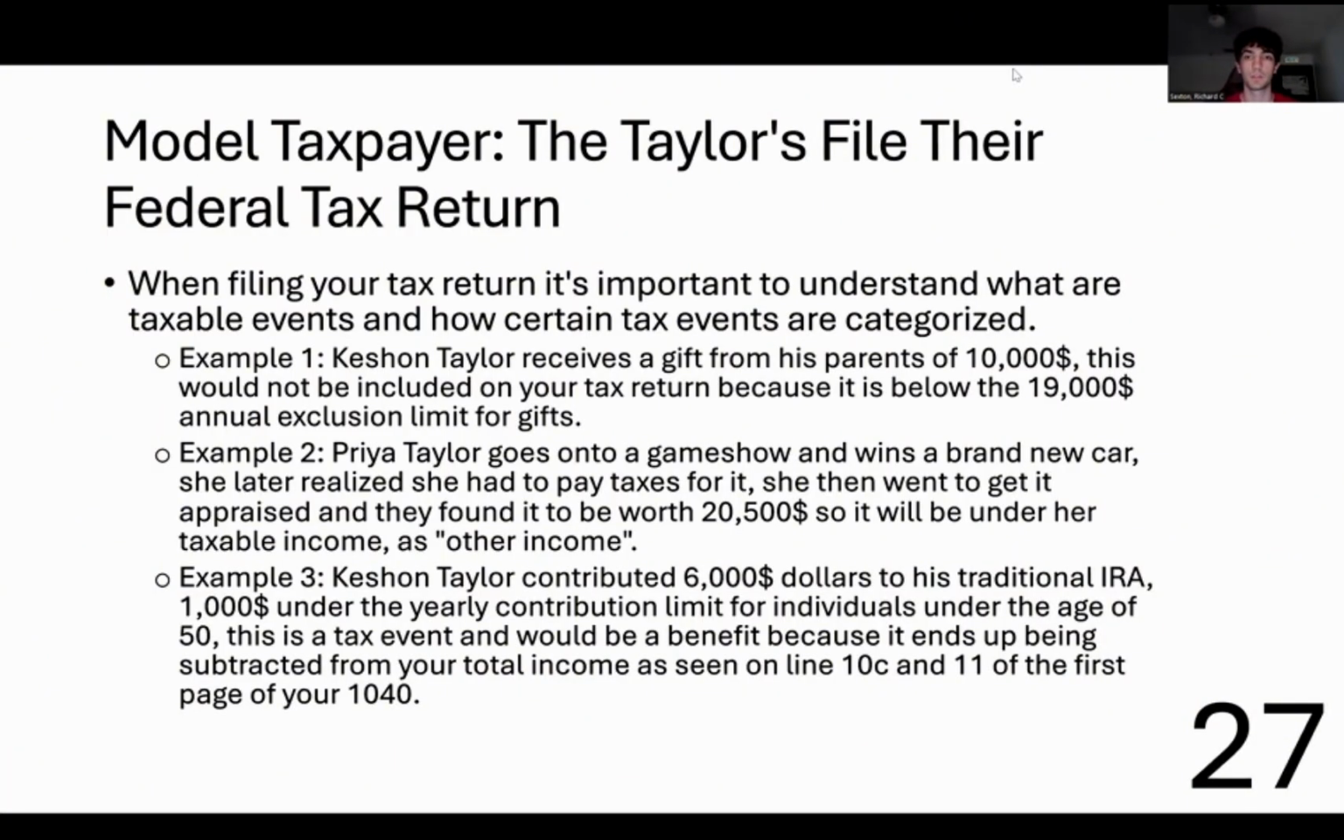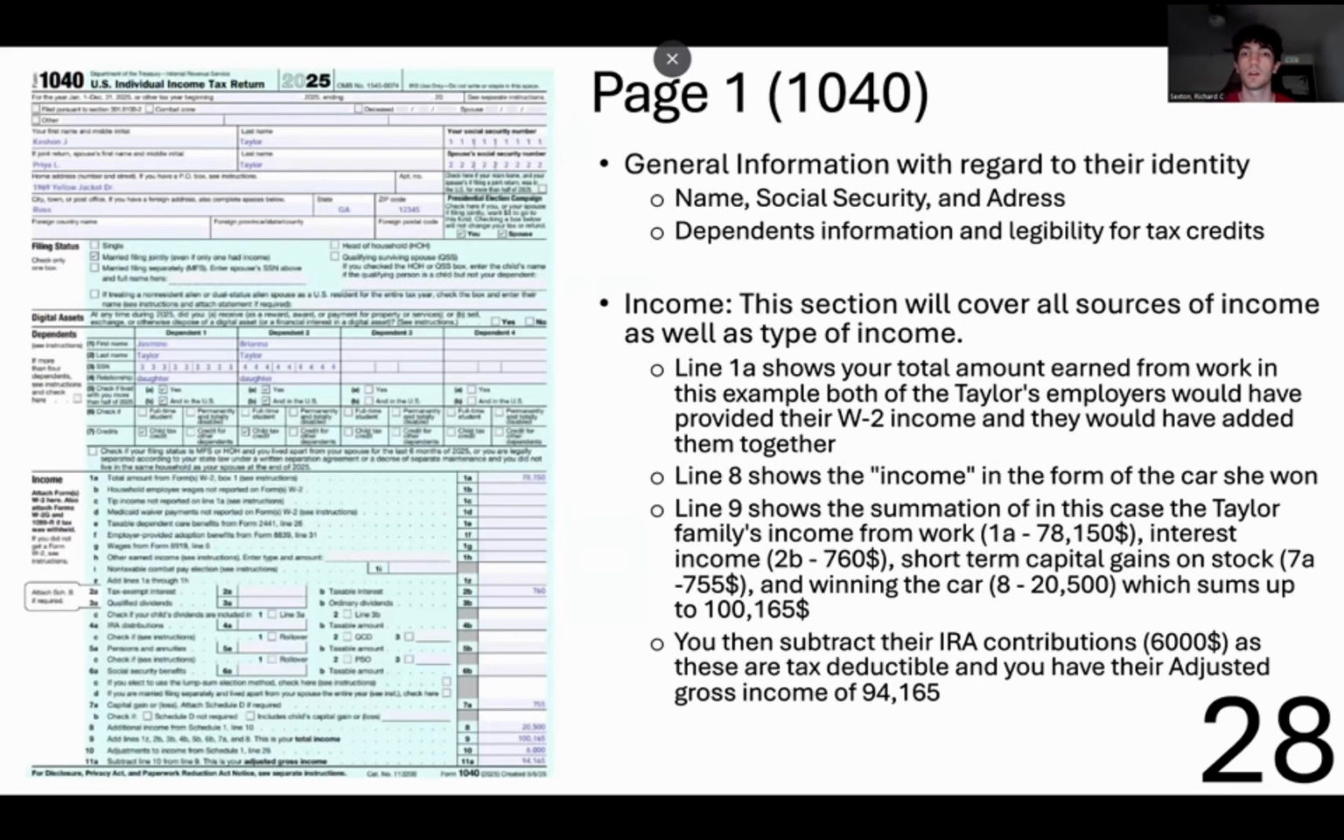Page 1 of your 1040 in 2025 would look like this. It would have general information with regard to your identity, name, social security, and address, as well as dependents information and their eligibility for tax credits. It would also, in the next section, have your income. This section would cover all sources of income as well as the type of income.